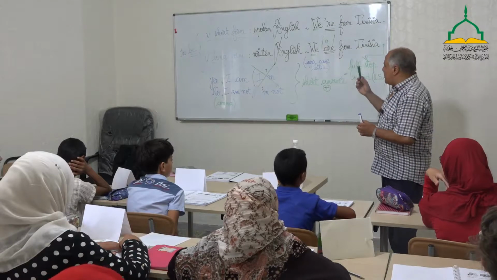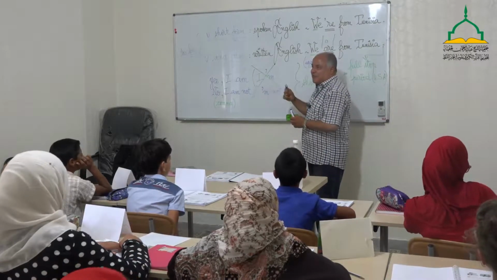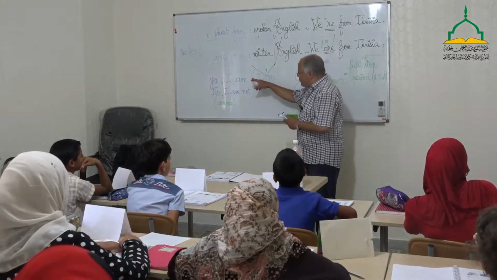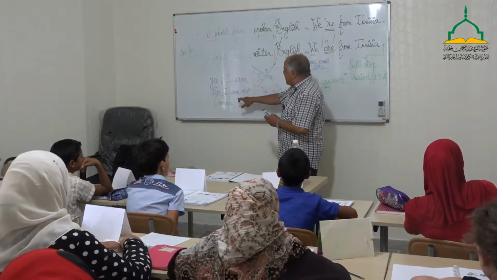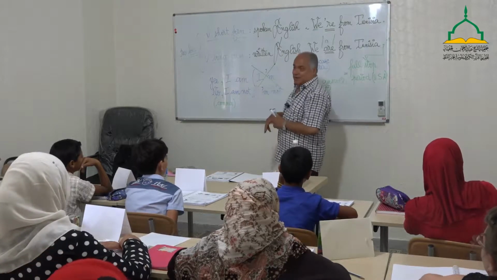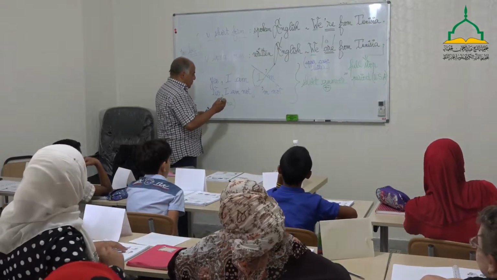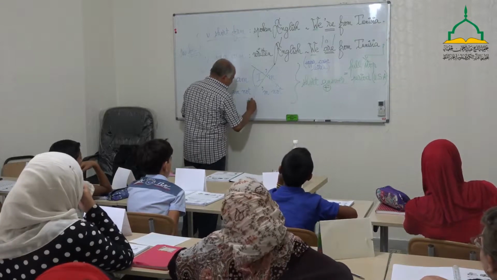Okay? So, in short answer, positive, no shortness of the verb. No contracted form of the verb. That is, when you have a short answer, the verb must be complete. In the negative form, it's possible. That is, either long form or short form of the verb. Both are possible.